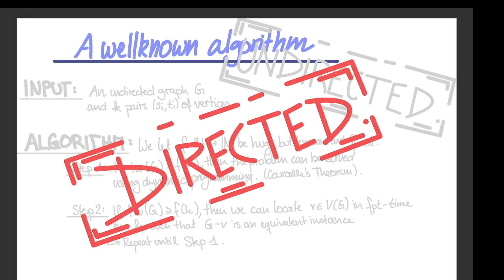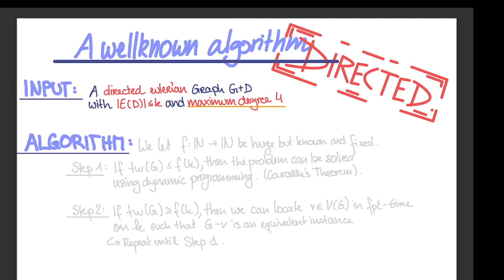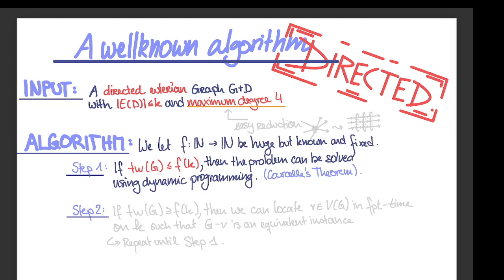Okay, so what happens in the directed setting? Let's just try and do that too. So we get given a directed graph, with G plus D being Eulerian, and where we can reduce our attention to maximum degree 4, right? This is just some easy reduction. Let's not care about this too much, but we can reduce the degree of the graph to 4. Then, let's assume we have some huge function, and we know that the tree width is smaller than that function of k. But then again, we too can use Courcelle's theorem, right? So we are done. Okay, so now the tree width is big.